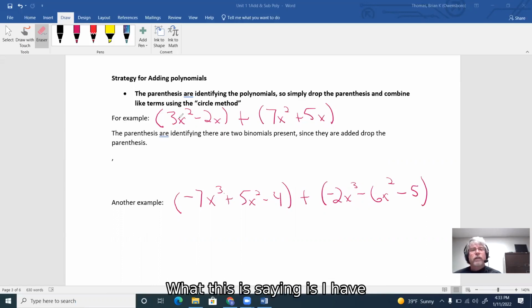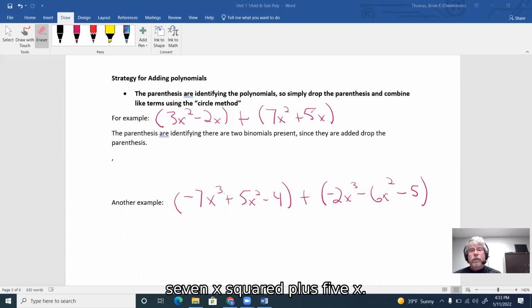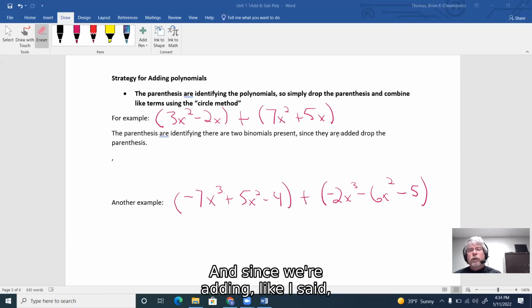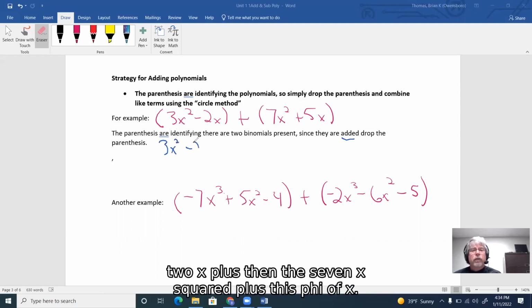So what this is saying is I have the binomial 3x squared minus 2x. I'm adding to that another binomial 7x squared plus 5x. So since we're adding here, the easiest way to do this is simply drop the parentheses. The parentheses are just identifying the two binomials. And since we're adding, like I said, we're just going to drop the parentheses. So this just turns into 3x squared minus 2x plus then the 7x squared plus this 5x.